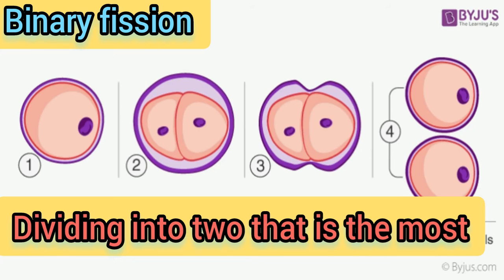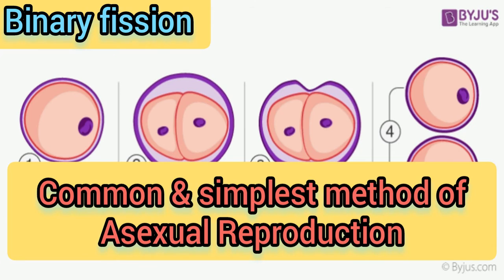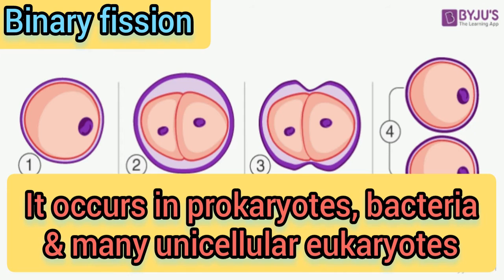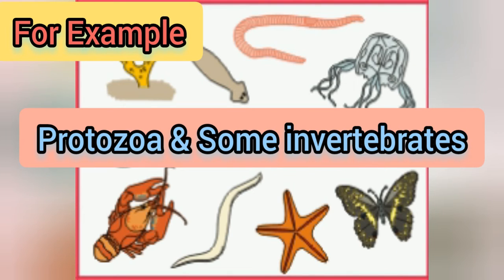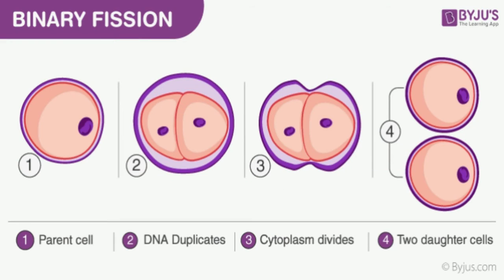Binary fission means dividing into two. That is the simplest and most common method of asexual reproduction. It occurs in prokaryotes, bacteria, and many unicellular eukaryotes, for example, protozoa, and also in some invertebrates. It is a very easy mechanism: the parent bacterium duplicates its DNA, and then the DNA moves towards the opposite poles, then the cytoplasm divides and two daughter cells are produced. That is binary fission. The mechanism is very, very simple.